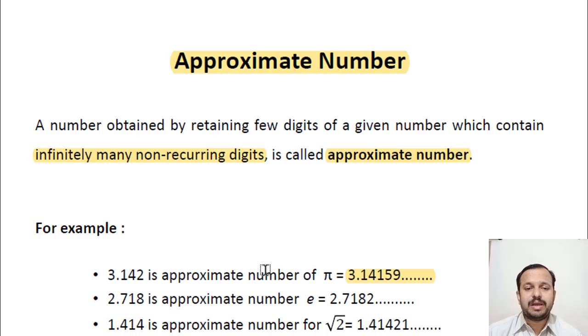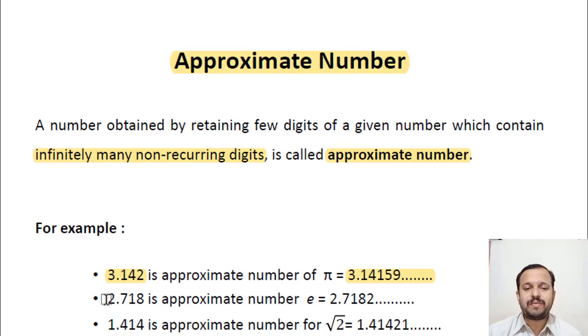And therefore, if we consider pi, whose value is 3.14159 dot dot dot, if we approximate it by considering only 3 digits after the decimal point, this is how it looks. After the decimal point, we are going to retain only 3 digits, and therefore the irrational number pi, whose value is 3.14159 dot dot dot, after approximation becomes 3.142. So this is the approximate value of this number.